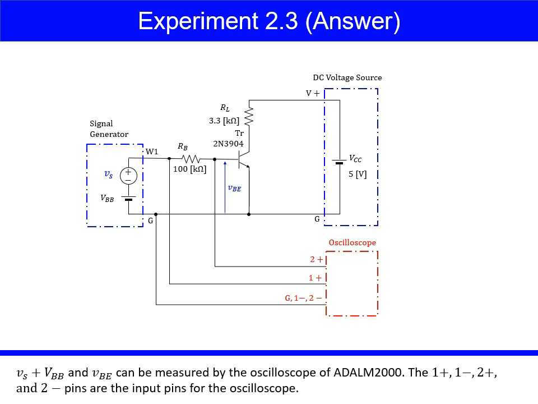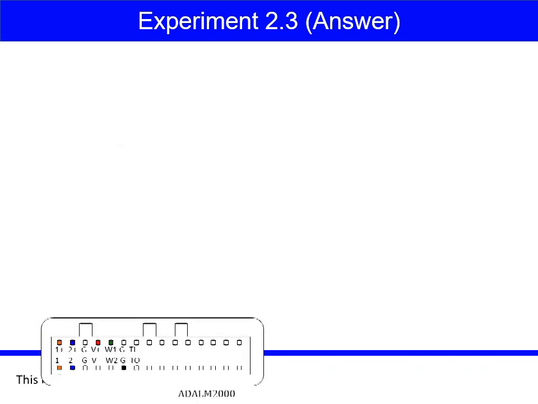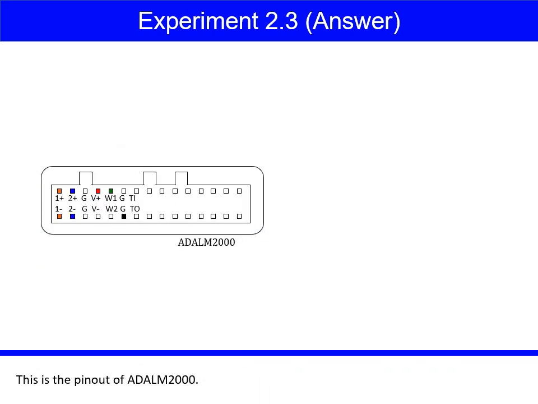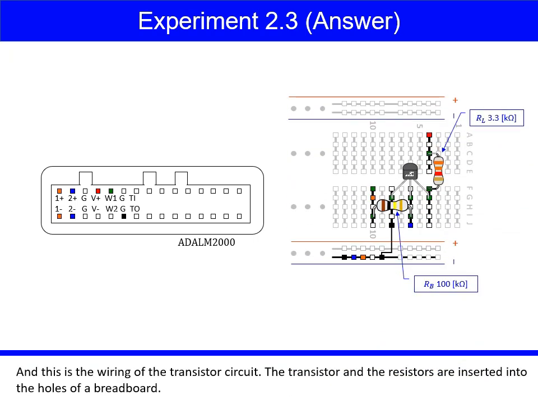Vs plus VBB and VBE can be measured by the oscilloscope of ADALM2000. The 1 plus, 1 minus, 2 plus, and 2 minus pins are the input pins for the oscilloscope. This is the pinout of ADALM2000. And this is the wiring of the transistor circuit.